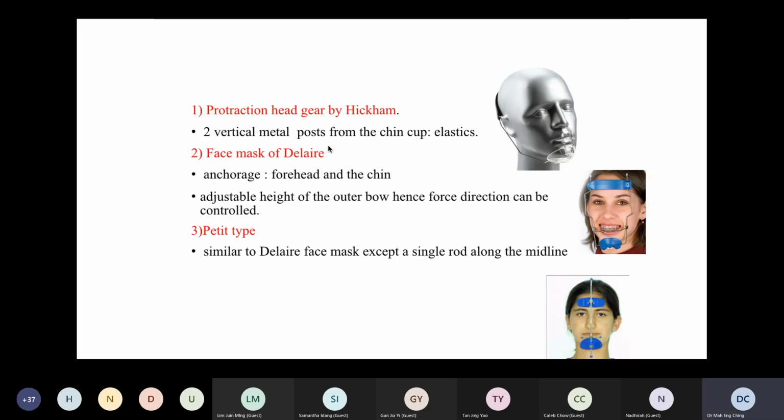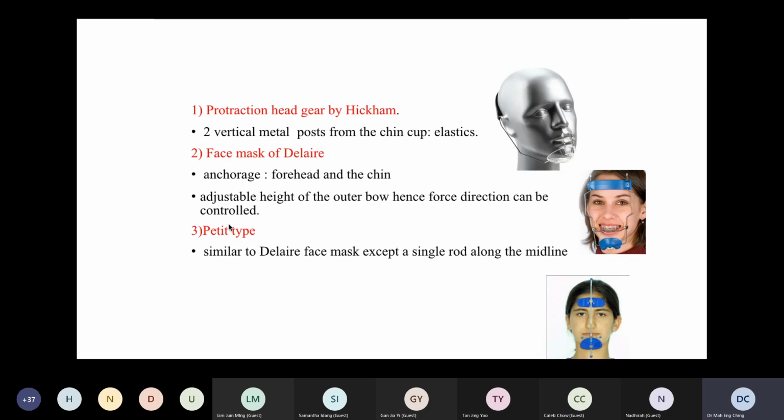Then after that, we have this face mask by Delaire. So Delaire has this design, which is better than Hickham. So you have the anchorage unit, which is from the forehead and the chin. Then there's an adjustable height of the outer bow, hence the force direction can be controlled. You see this extraoral bow, this one can be adjusted in height according to the screw. So this screw can be loosened, then you can move this up or down. By doing that, you can adjust the force direction.